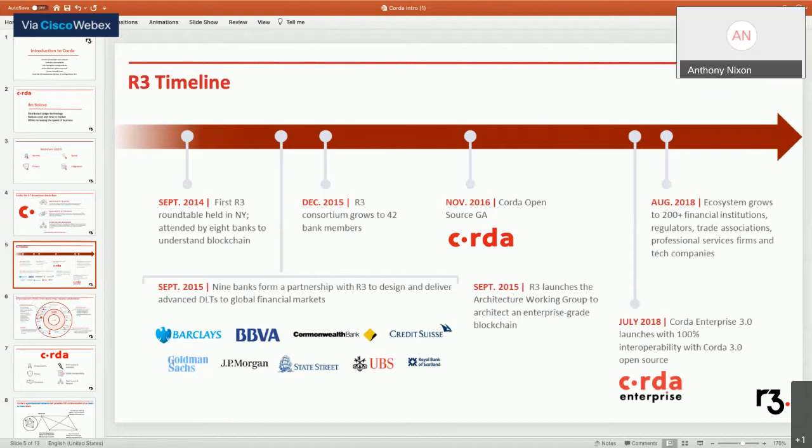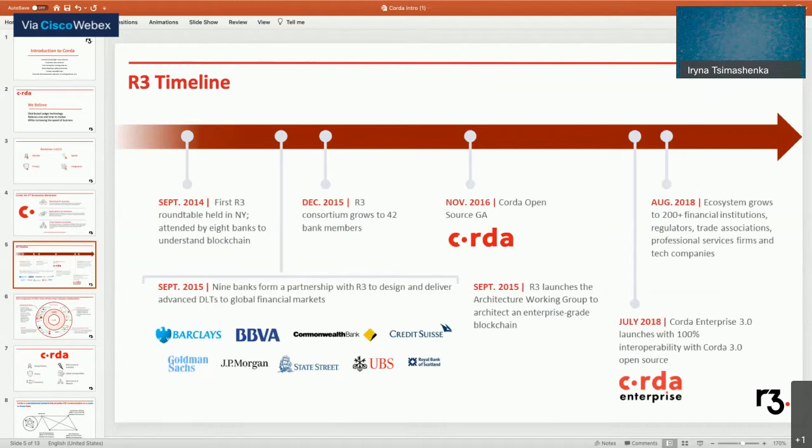So the story of R3 and Corda. R3 officially launched in September 2015. There were a small number of banks, which grew to a large number of banks, from 9 to 42 in just a couple of months, based on their fear of missing out. And now it's grown to hundreds of institutions who are part of the wider R3 and Corda ecosystem. That's when we decided to design our own version of DLT that fits business needs.